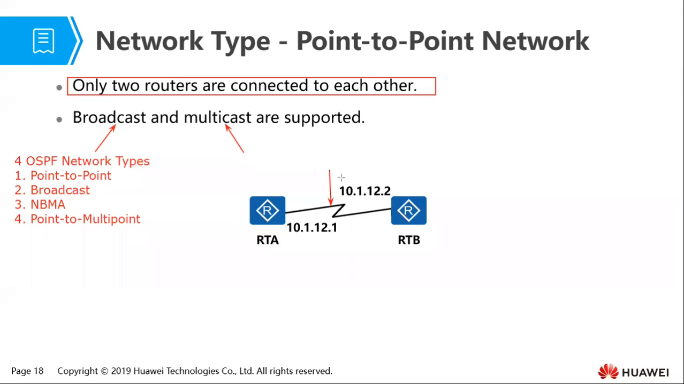And the last thing to note is, do we have elections? Do we have an election of a DR and a BDR in that particular network type? So if you can remember, in point-to-point, do we have an election in point-to-point networks? No, we don't. Why do you think that is so?